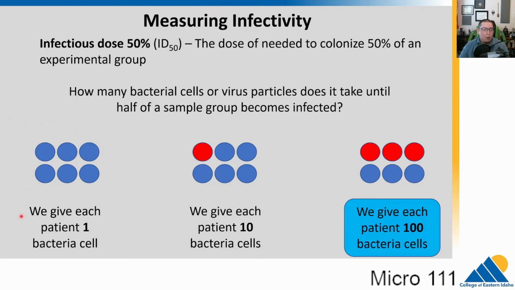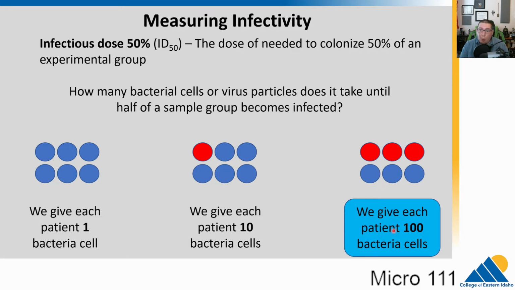In the first group, I expose each patient to 1 bacterial cell. This is just a thought exercise, right? That would be very difficult to do, to get just 1 bacterium, but imagine. I expose each of them to 1 bacterium, and none of them get infected. Okay, let's up it a bit. How about we take our next experimental group and expose them to 10 bacterial cells? In this group, we had 1 that gets infected. So 1 out of 6, that's not half. My next group, I give each patient 100 bacterial cells. In this case, 50% of the group, 3 out of 6, got infected. So that's my infectious dose 50 level. That would be a really scary amount if it was just 100 bacterial cells that it took to get infected. That'd be very infectious. But in most cases, it's a much higher number than that. But this is an example of that.